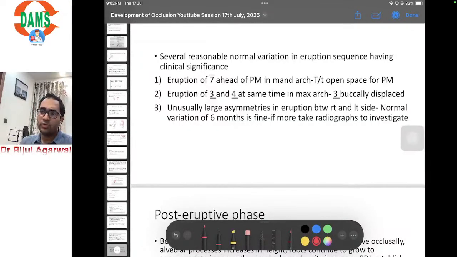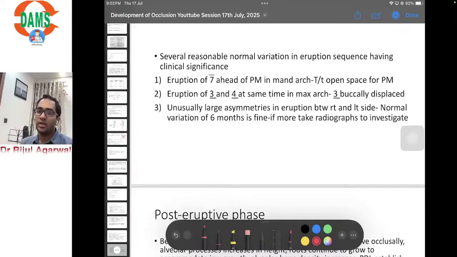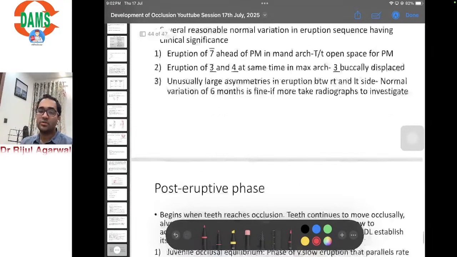Another important point is that there are several reasonable normal variations in eruption sequence having clinical significance. Eruption of the second molar ahead of the premolar in the mandibular arch: the treatment is to open space for the premolar. Normal eruption sequence in the upper arch is premolars first, canine later. If they erupt at the same time, the canine is buccally displaced, which I mentioned before. For large asymmetries in eruption between the right and left side, a normal variation of 6 months is fine. If it is more, you need to take radiographs to investigate.